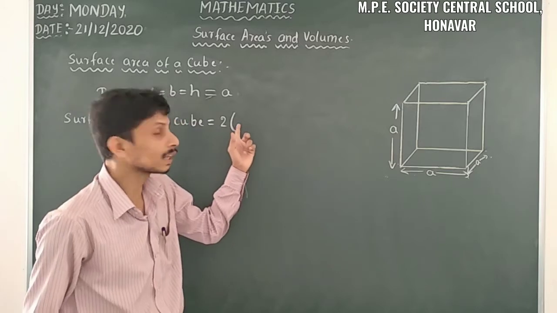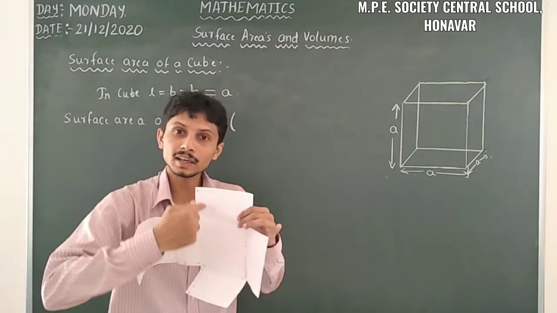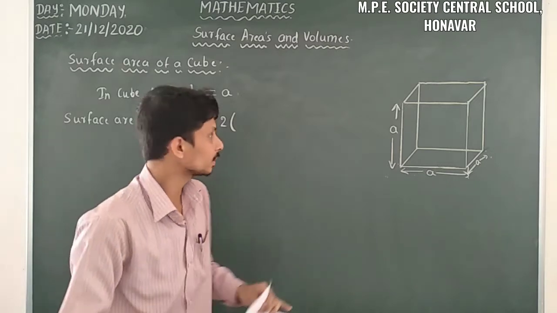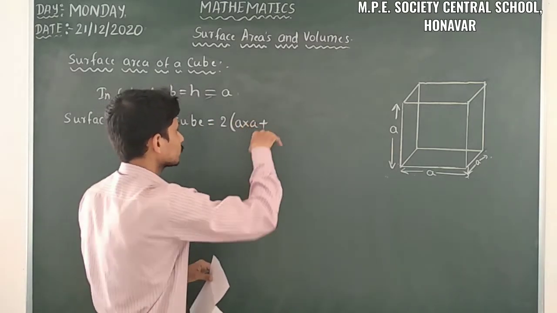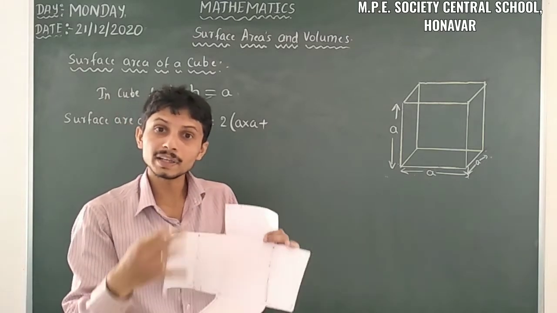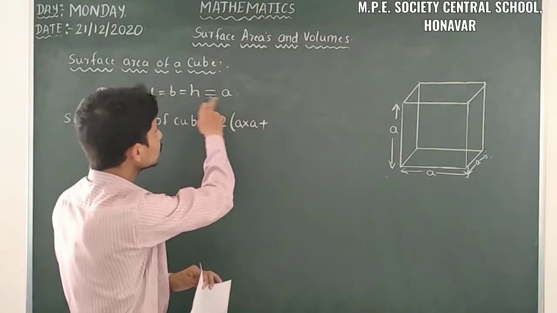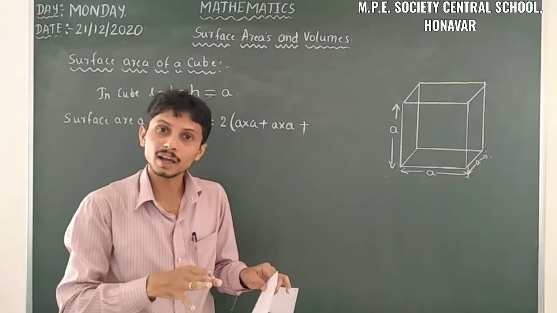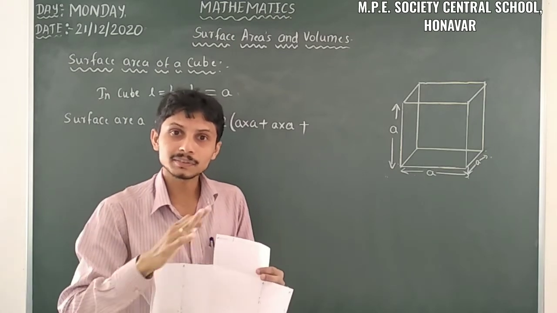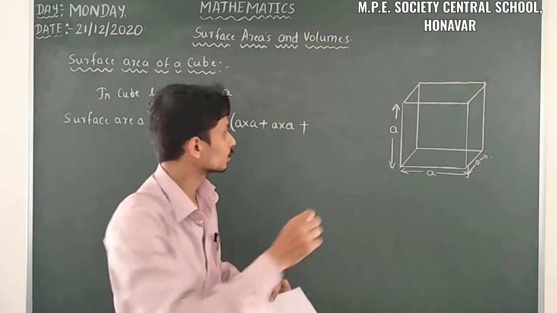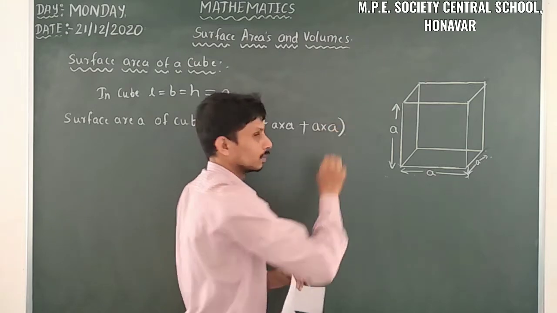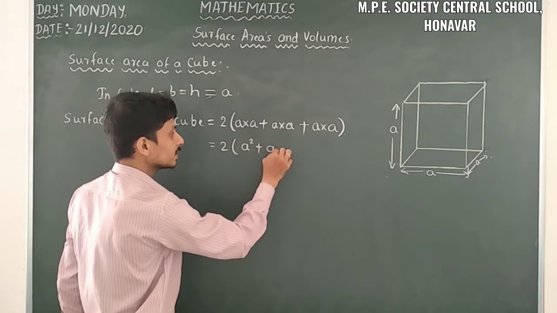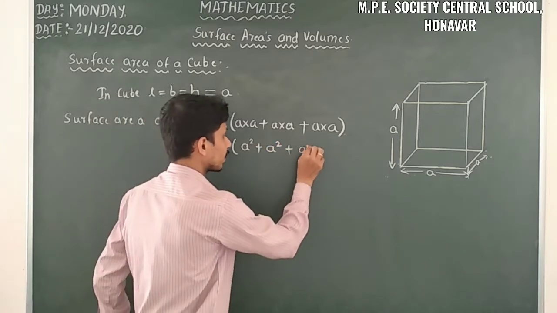First it is 2 into L into B. Here we have L into B in the case of a cuboid, but we can change L and B to A, so that means we can take it as A into A. Then another we have B into H. B is equal to H is equal to A, that's why we can take it as A into A. Then again we have L into H. In that case also L is equal to H is equal to A, that's why we can take A into A. What happens here? We can simplify. It becomes A square, here also A square, and here it also becomes A square.